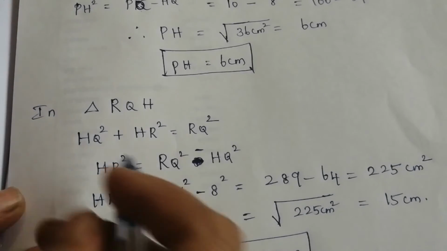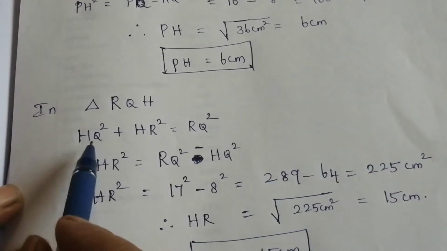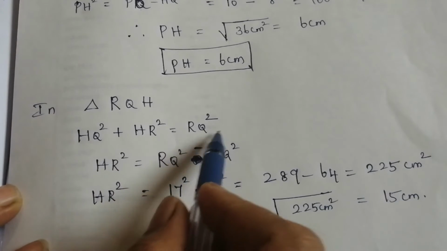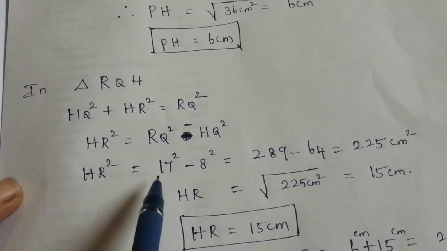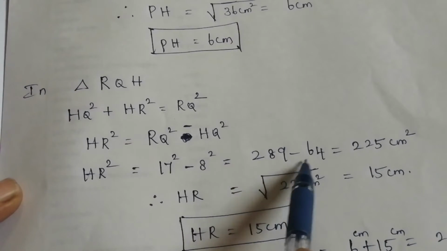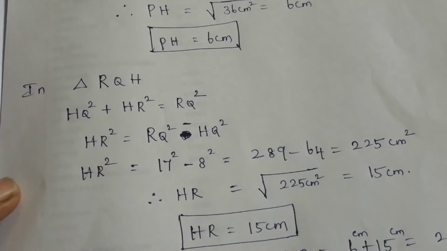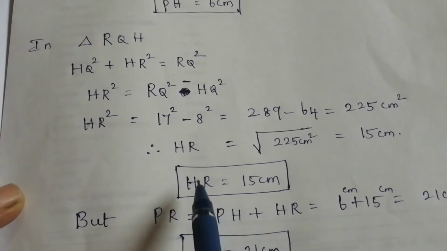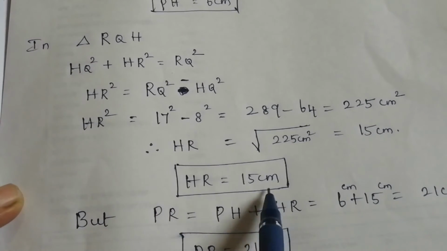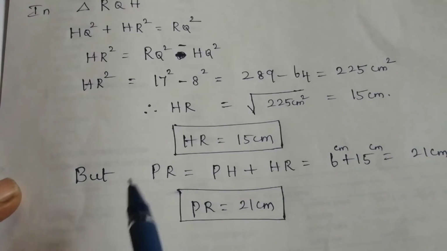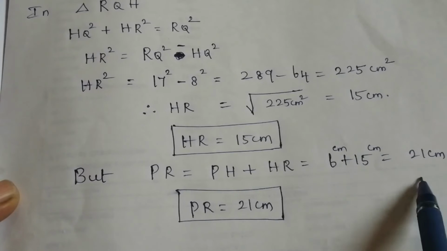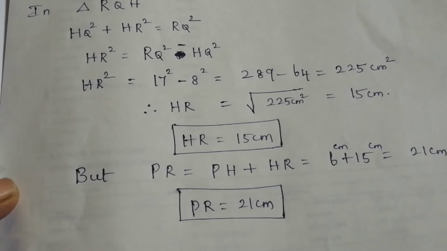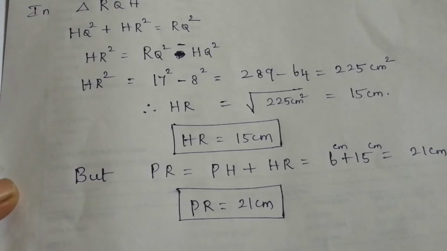In triangle RQH, HQ square plus HR square equal to RQ square. We have to find the value of HR. So HR square equal to RQ square minus HQ square. Therefore HR square equal to 289 minus 64 equal to 225 centimeter square. Therefore HR equal to 15 centimeter. But we know PR equal to PH plus HR, that is equal to 6 centimeter plus 15 centimeter equal to 21 centimeter. So PR equal to 21 centimeter.